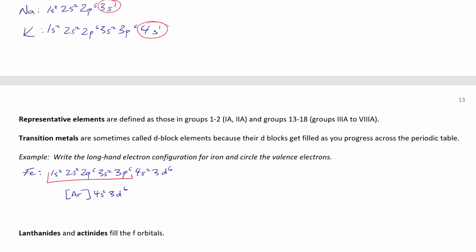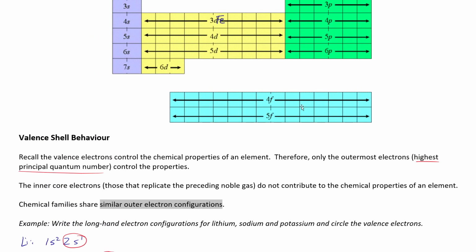3d6. You have to remember that the lanthanides and the actinides fill in the 4f and the 5f shells. Okay, so you have to be aware that the lanthanides and actinides actually begin right here. So if you have an element that is located here on the periodic table, you have to remember to skip down to the 4f before filling up the 5d.